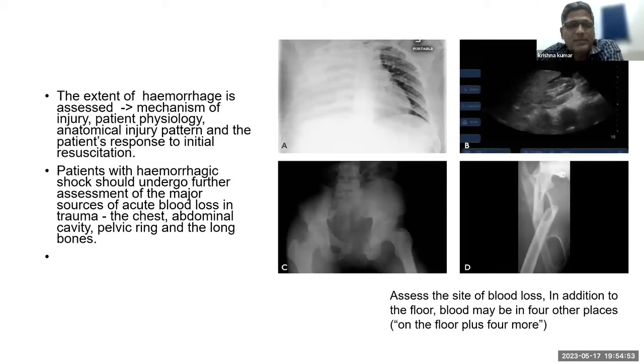The extent of hemorrhage needs to be assessed on the patient's physiology and anatomy, and the physiology needs to be identified and treated accordingly. When you cannot identify obvious bleeding, then assess the site of blood loss. There is something called one on the floor and plus four more. There could be blood loss on the floor, and there are four different places where we need to look for hemorrhage: the chest, the retroperitoneum, intra-abdominal, or the long bones. All four need to be thoroughly evaluated to look for the source of bleeding.